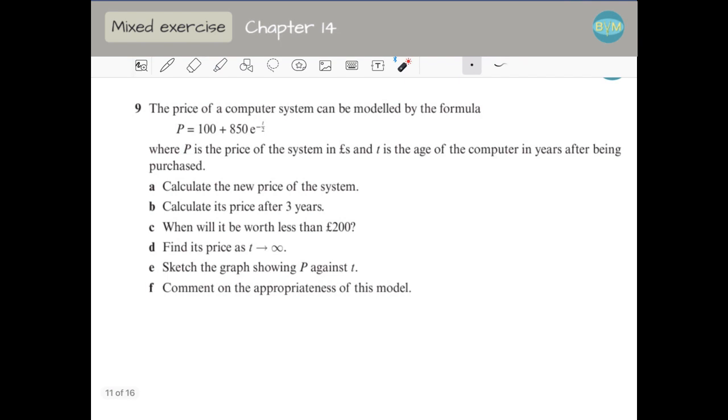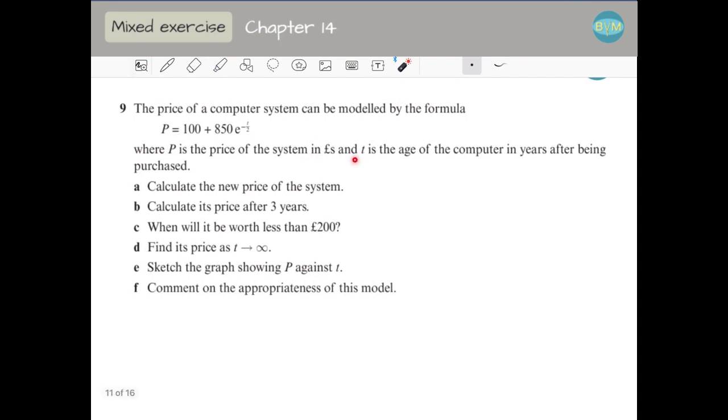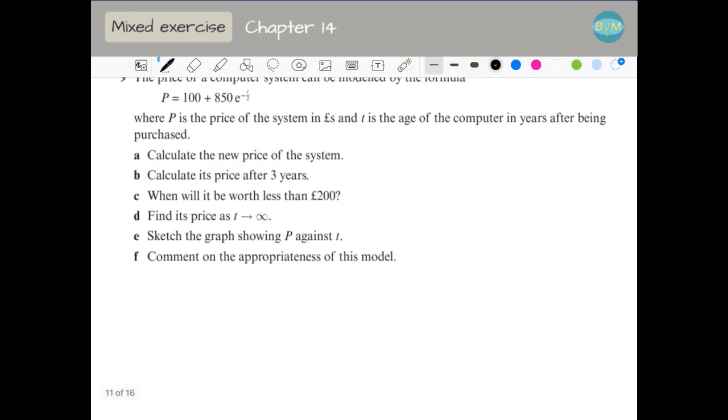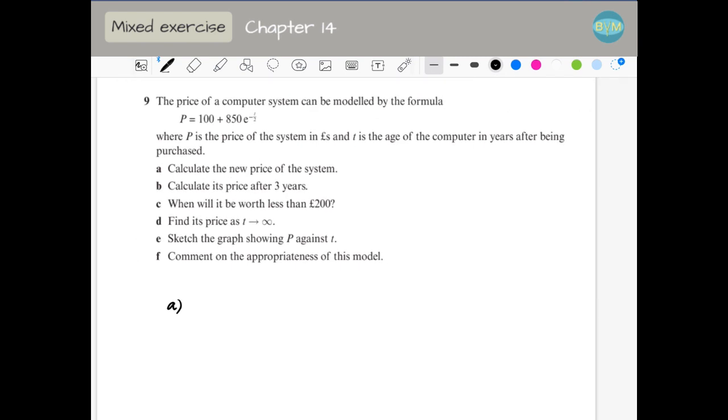So where P is the price of the system in pounds, and T is the age of the computer in years after being purchased. Calculate the new price of the system, which means the price when the system was new. Yeah, so I think it's strangely phrased.